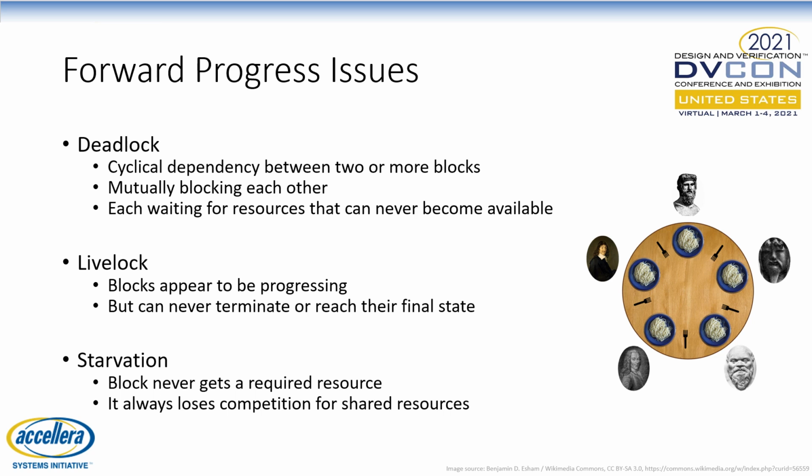The dining philosophers problem is a classic example of this, where the philosophers need two forks to eat, but each philosopher has picked up one fork and is waiting for their neighbor to put one down. Livelock is another type of forward progress issue where multiple blocks are continually repeating the same interaction in response to each other, but none of them can reach their final state. Finally, starvation can happen when a block continually makes requests for resources, but it is never serviced due to being blocked by other priority requests that consume the resources for an unreasonably long period of time.